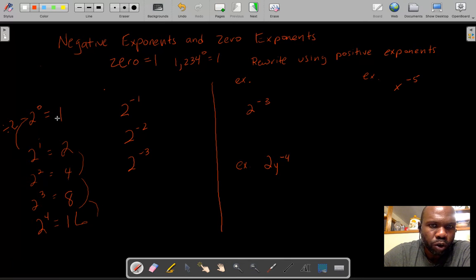So what is 1 divided by 2? That's going to equal 1/2, because 1 split into 2 is a half. Now if we divide 1/2 by another 2, that's going to give us 1/4.